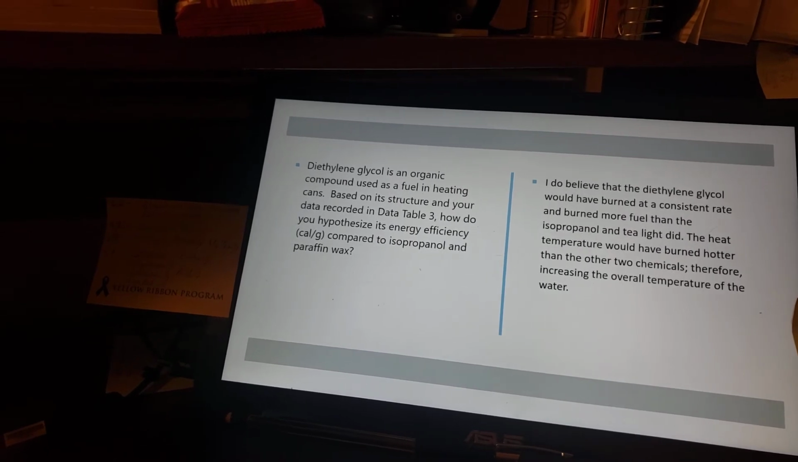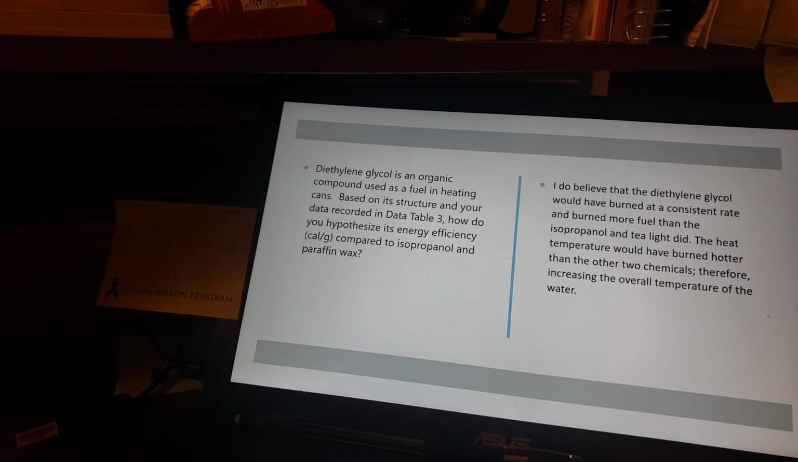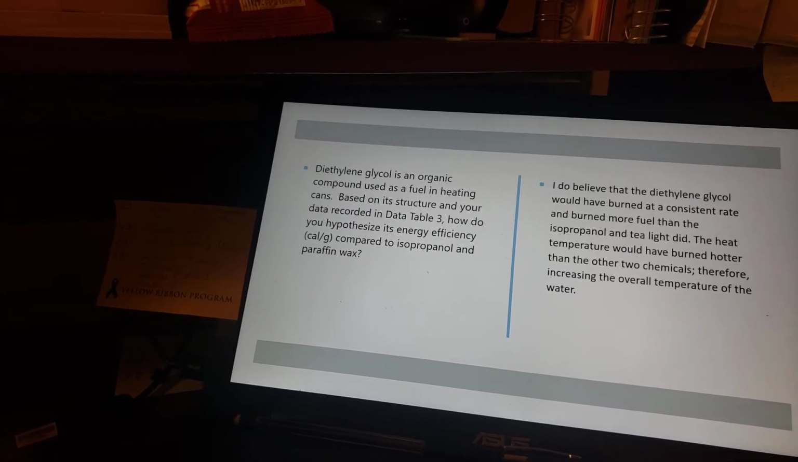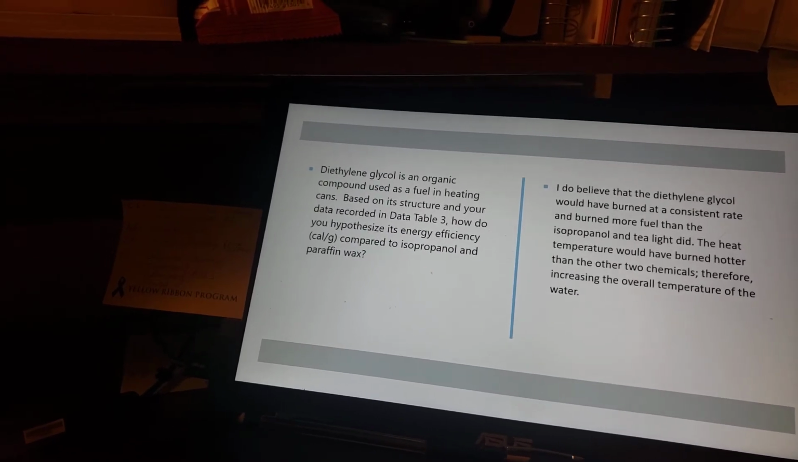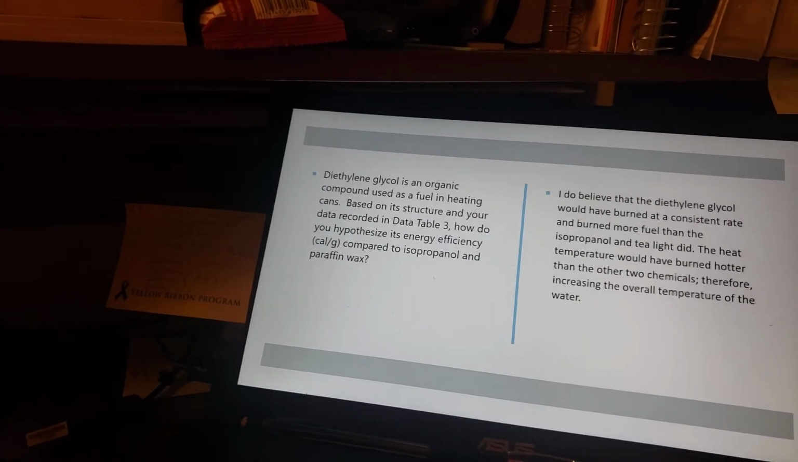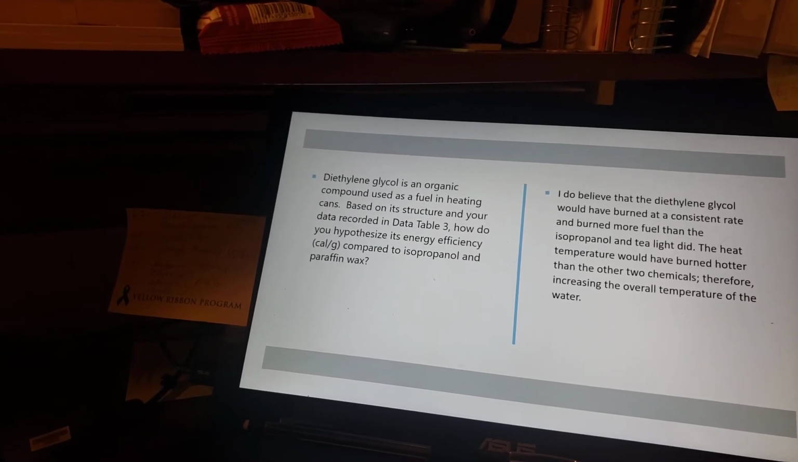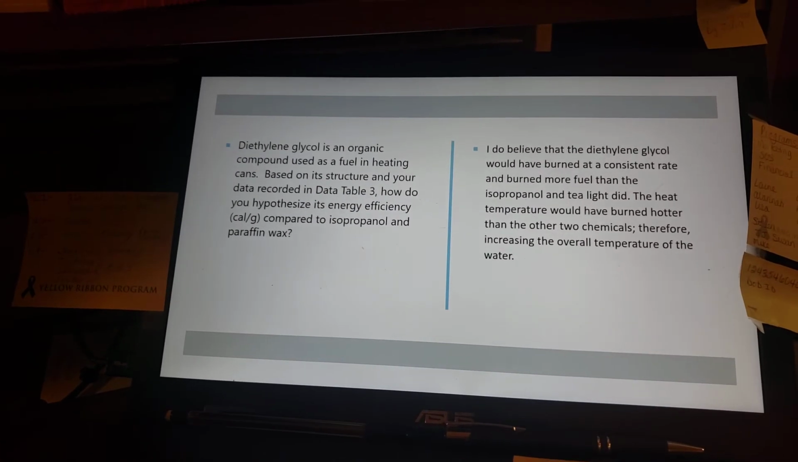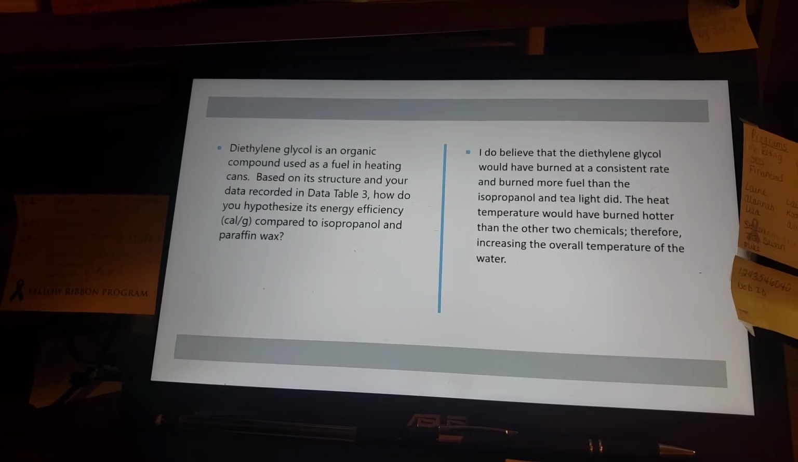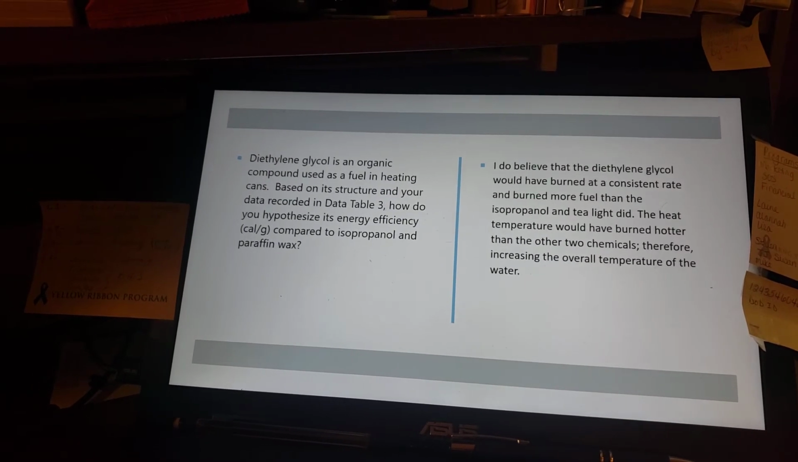The diethylene glycol is an organic compound used as a fuel in heating cans. Based on its structure and your data recorded in Table 3, how do you hypothesize its energy efficiency compared to isopropanol and the wax? So here I said I do believe that the diethylene glycol would have burned at a consistent rate and burned more fuel than the isopropanol and tea light did.